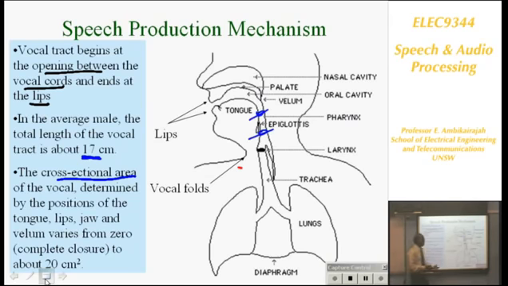How do you determine it? It's determined by the position of the tongue, lips and jaw, and the velum. The velum is the soft part connecting the vocal tract and the nasal tract. For example, you can see in this diagram, where is the velum? So you can see here, the velum is here. Sorry, that's not the part, this part here.